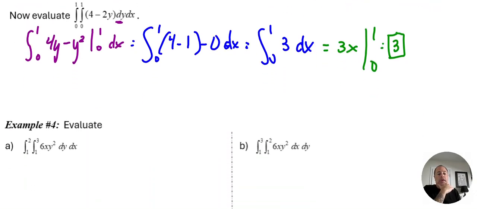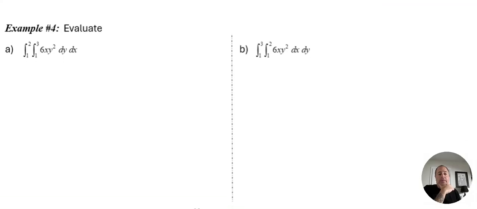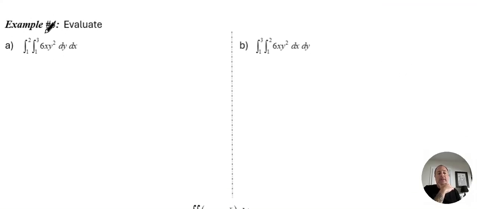So what we're going to do now is look at example number 4, where we're going to do the exact same thing. This is actually a little bit more difficult, but not too challenging. I do want you guys to see in this particular problem that the integration from 1 to 2 is actually referring to the dx, and the 1 to 3 is going to be integration of the dy.